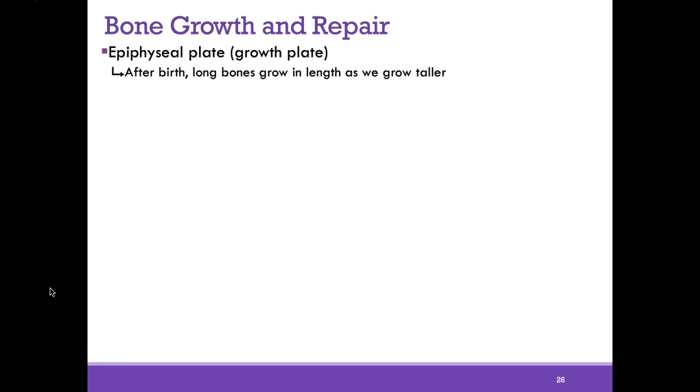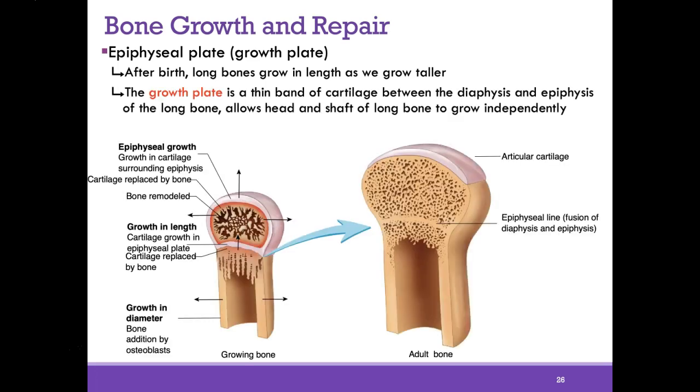So ossification does not stop at birth. It continues throughout our life with the growth and remodeling of bones. Bones need to grow in two directions, both in length and in width. As we age, up until about our mid-20s, our long bones continue to grow in length, and we grow taller as a result. This is in response to the growth plate.